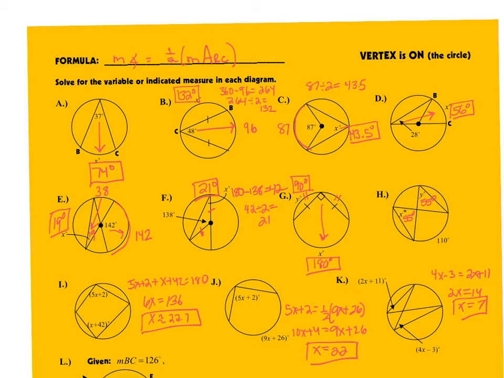Letter H, if we take this 110 and we look at this arc and go back to the angle, that would be 55. Same thing here. If we look at this arc and go back to the angle, 55. So X will equal Y, and they both equal 55.